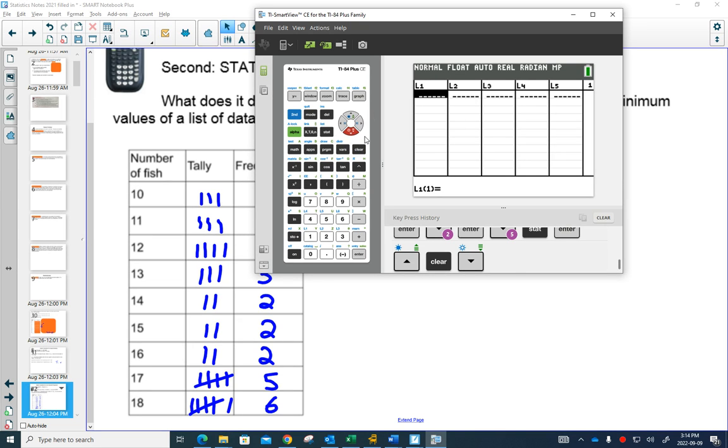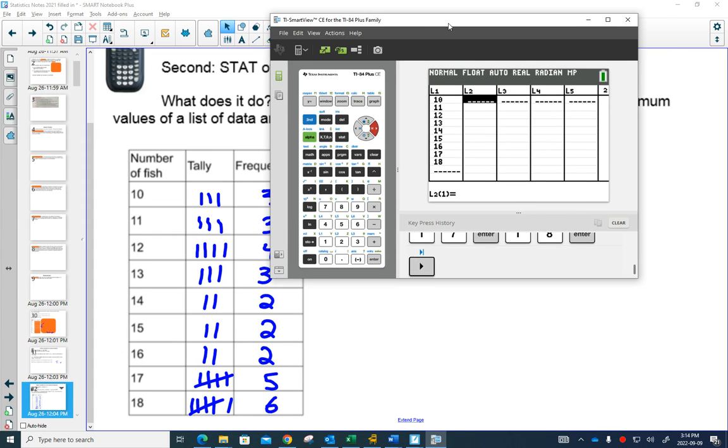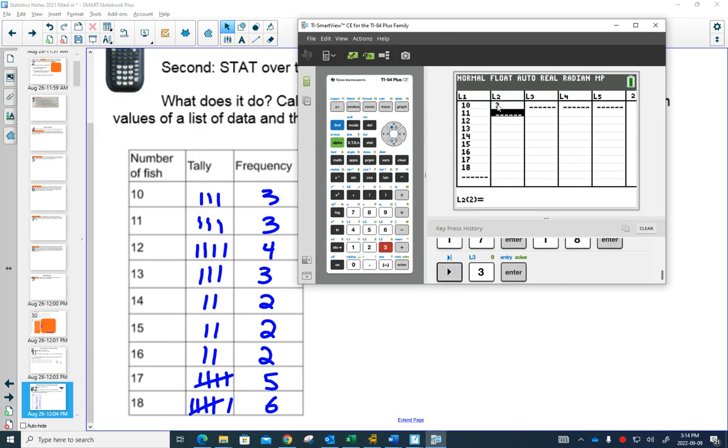So now our fish numbers were 10, 11, 12, 13, 14, 15, 16, 17, and 18. And in list two, we're going to put the frequencies 3, 3, 4, 3, 2, 2, 2, 5, 6.